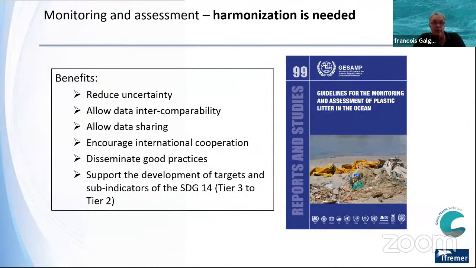And what is important also is that we have to harmonize, and it's a very important task. The reason is that we have to reduce uncertainty, we have to allow comparability, for instance, data sharing and so on, international cooperation, disseminate good practice everywhere, but there is not so much done in terms of good practice, actually. And also linking with the Ocean Decade and the development of indicators. So again, we do already have some guidelines. I mean, the methods will probably be improved in the next years. We have some challenges to face. I will come back to that.